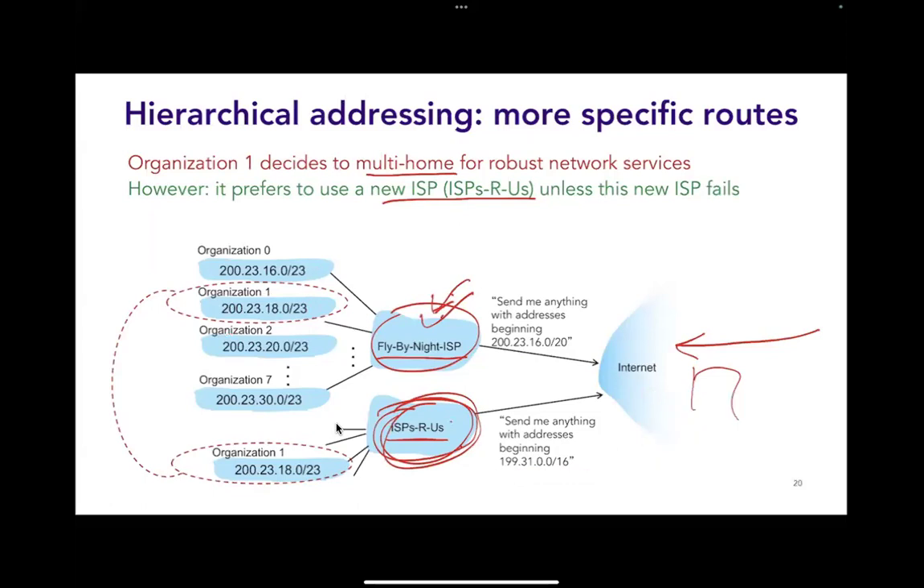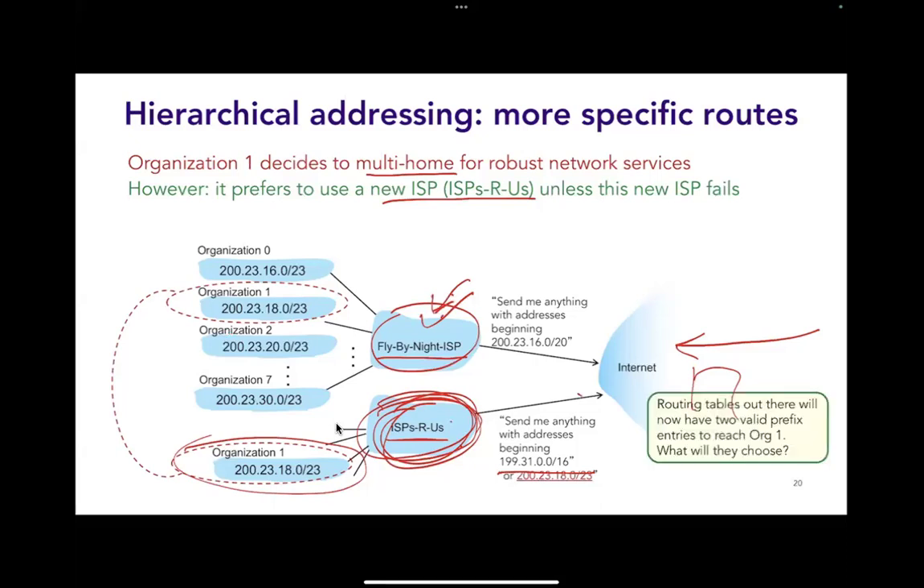So what that means is that this ISP must also announce the prefix for organization number one. So it will add this prefix 223.18.0/23 into its announcements, and this prefix will also be announced into the internet. Now the routers in the internet will have two entries to reach organization one. So routing tables out there will now have two valid prefixes to reach organization one. Which one will they choose?